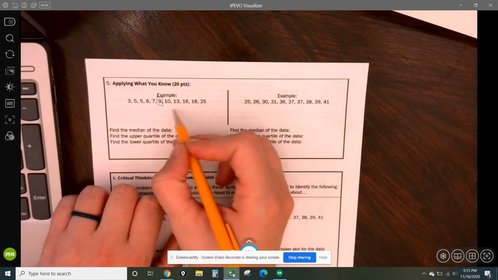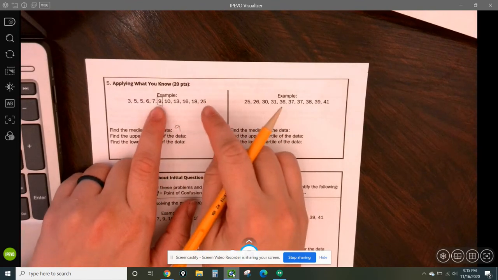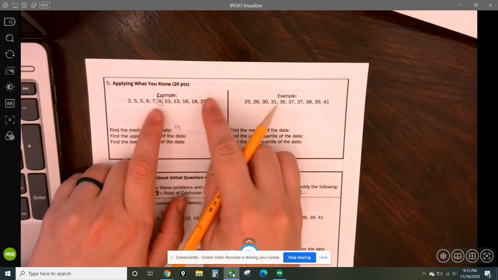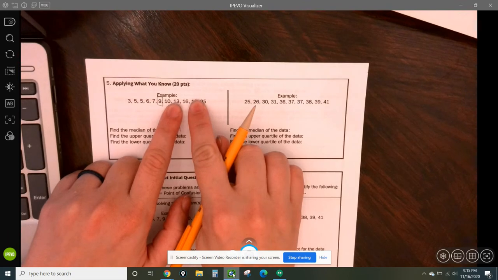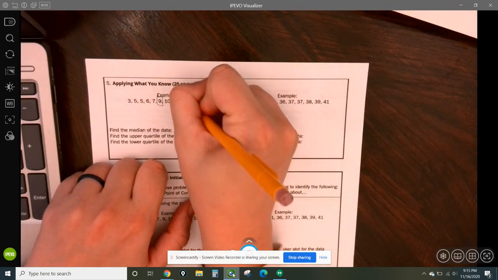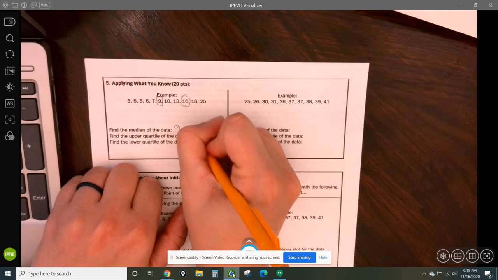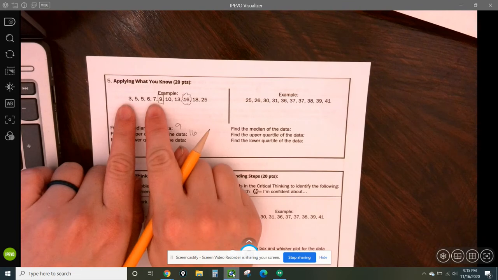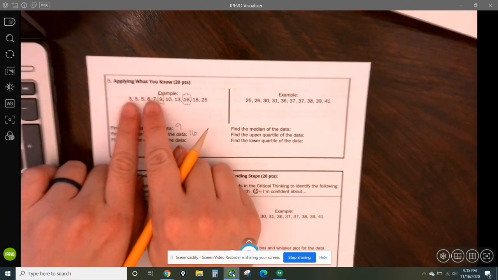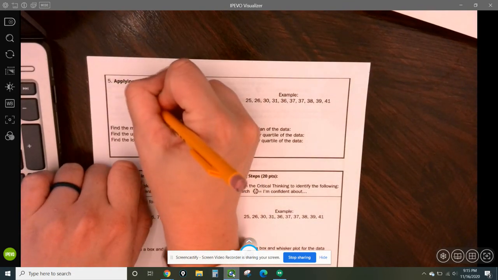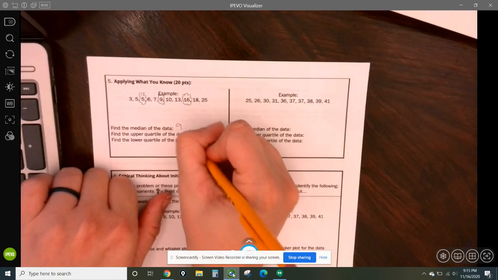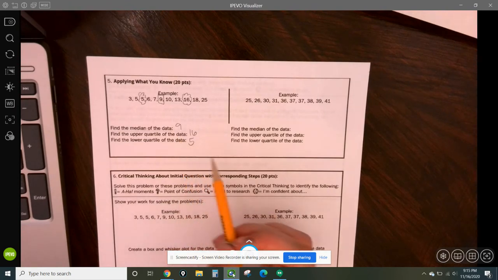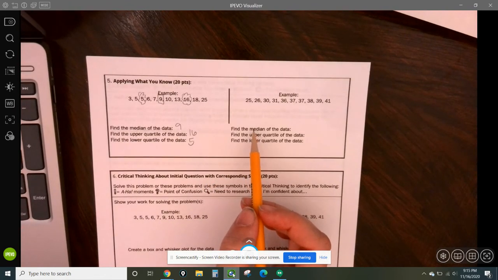So upper means the bigger numbers, this third quartile. So I'm not going to include 9. I'm just looking at these upper numbers here. Okay, so I'm going to be counting in, and I get 16 is the median of the upper set of numbers. For the lower quartile, I'm going to do the same thing for these lower numbers here. I'm going to count in until I find the middle, and I get 5 as my lower quartile. And that's all they asked you to do here, was to find the median, the upper quartile, and the lower quartile.